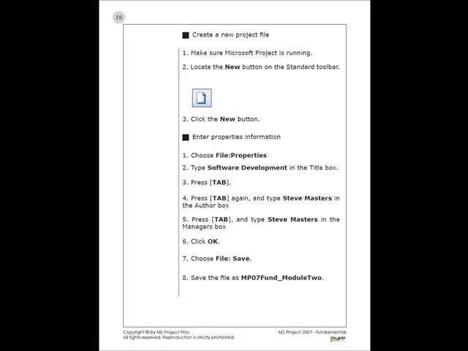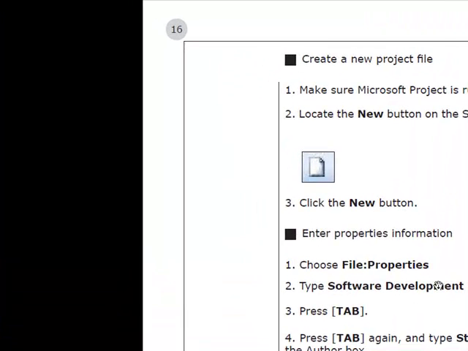So the first thing we're going to want to do is work with a new project file. We're going to work with the property sheet. So let's go ahead and go back to Microsoft Project and begin working with these steps here on page 16.